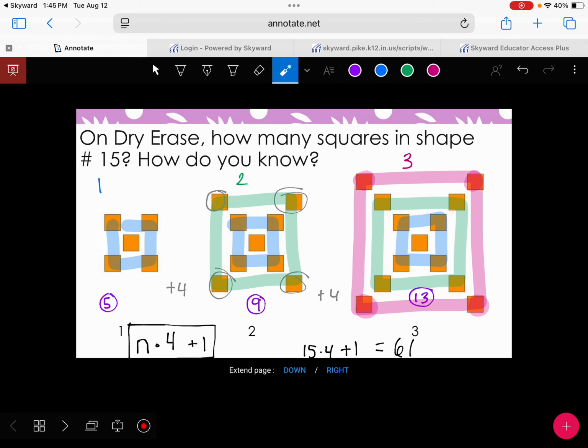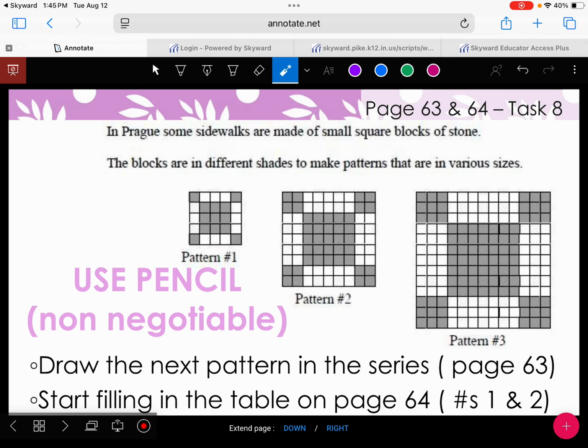Okay. Questions about this pattern? Because shock of all shocks, we're going to do something else about the pattern. Oh, we are going to be in our workbooks. I can give you a pattern.